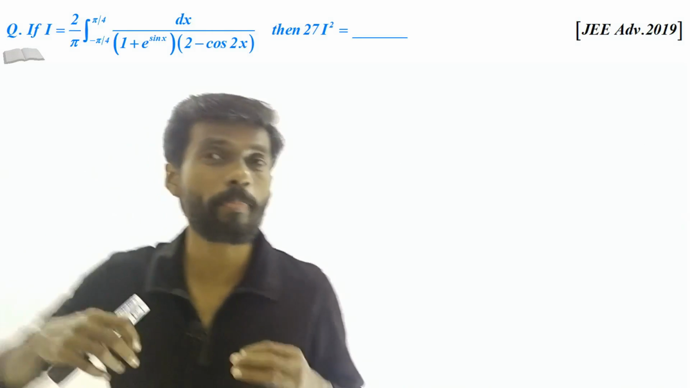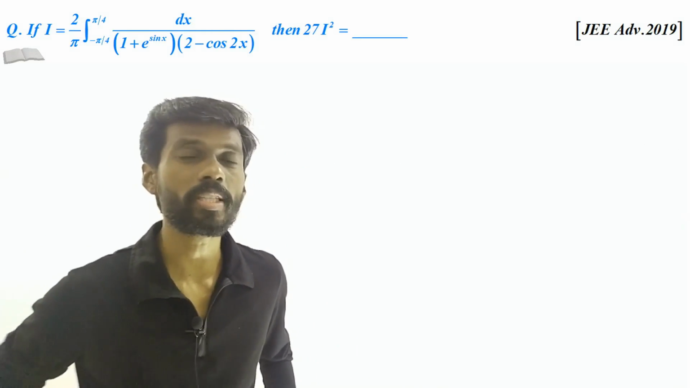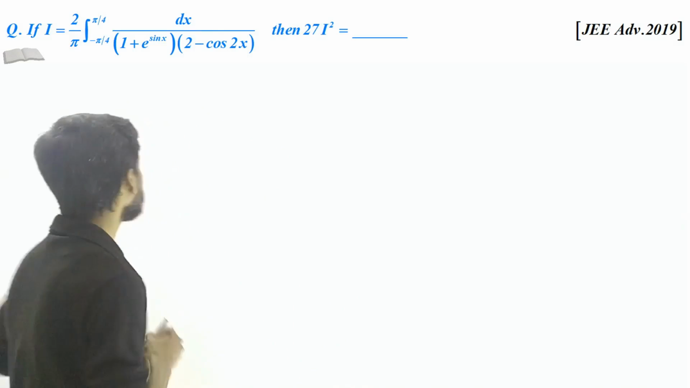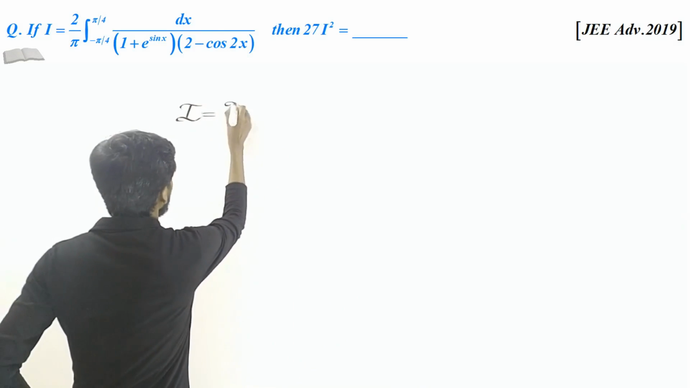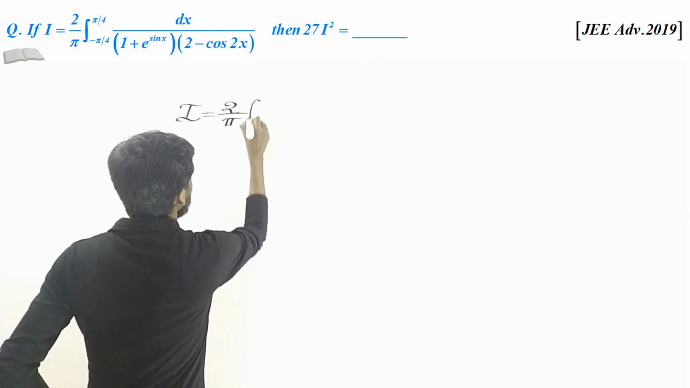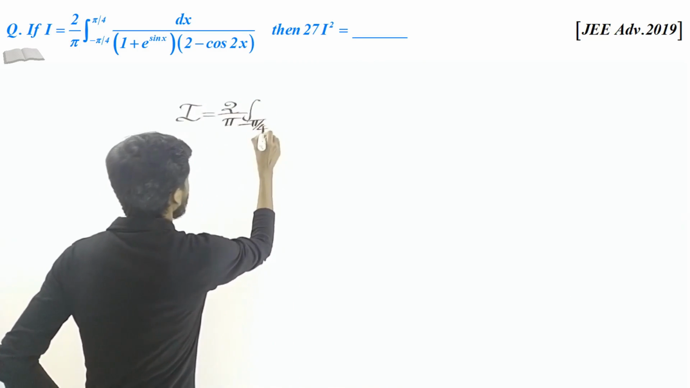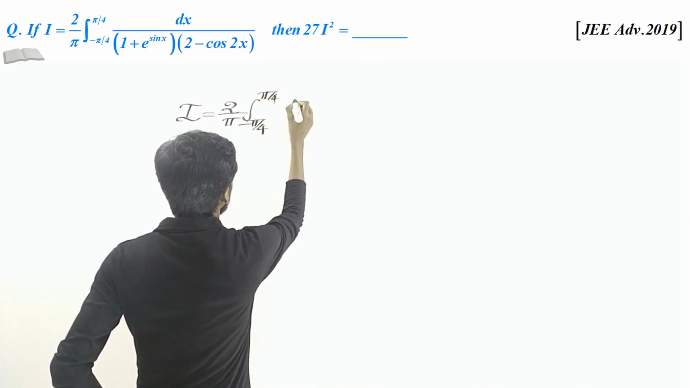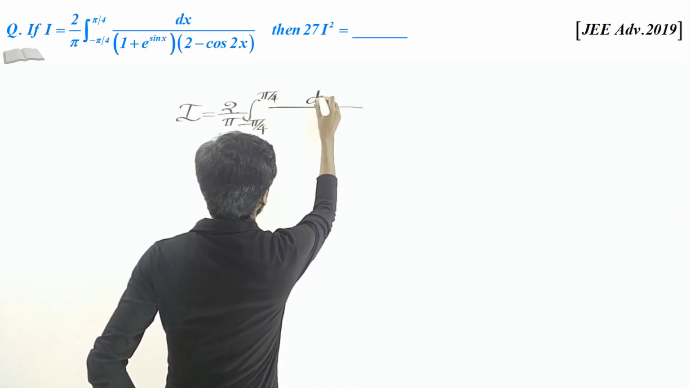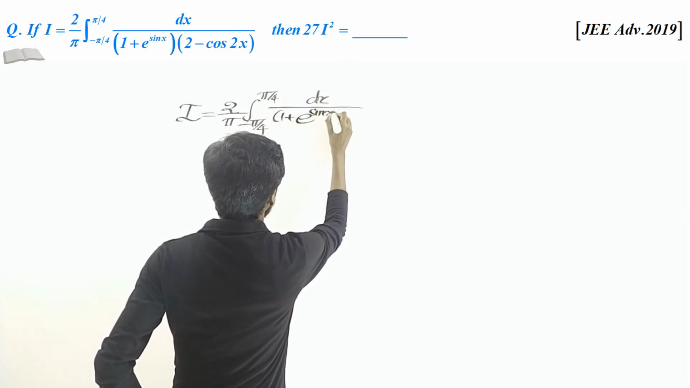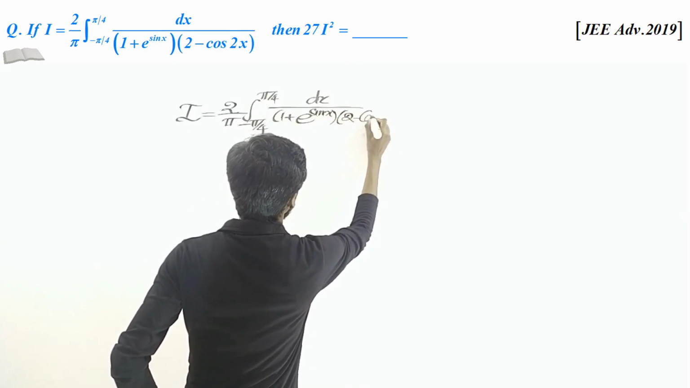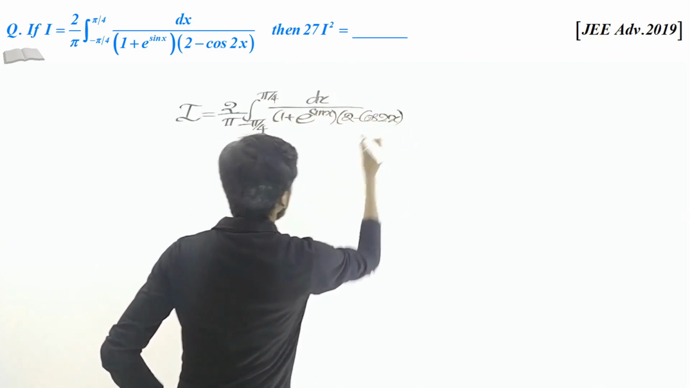So here also we have to use the properties of definite integrals to solve this question, right? The integral I is given as, see, I equals 2 by pi integral from minus pi by 4 to pi by 4 dx divided by 1 plus e to the power sin x multiplied by 2 minus cos 2x. Okay, right. So this is the function given.